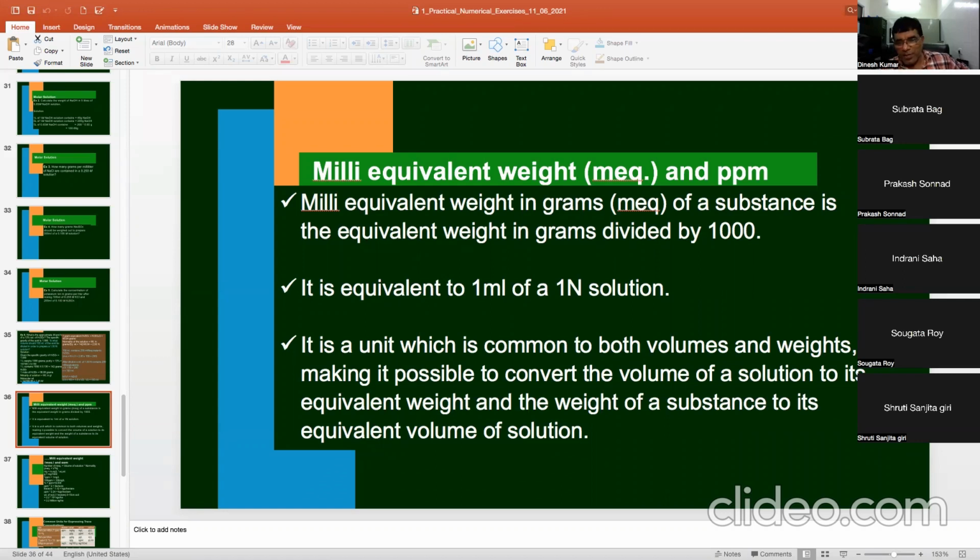I will explain you further. So it is a unit which is common to both volumes and weights, making it possible to convert the volume of a solution to its equivalent weight and the weight of a substance to its equivalent volume of solution. It can go either way.